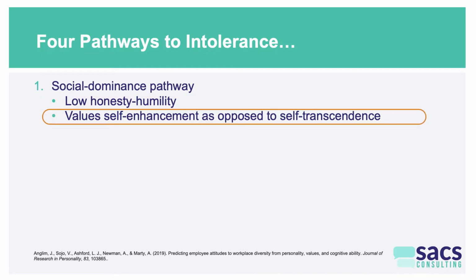So if there are high scores in that amongst people who are less tolerant, then that's support for this social dominance pathway. Also, values, self-enhancement as opposed to self-transcendent. Self-enhancement is values from the Schwartz Portrait Values Questionnaire, and we'll show you that result also in subsequent videos. But what that shows you is that people who have values which are all about getting on top of the world, being ambitious, getting ahead financially, they are more likely to be intolerant than people who are more about trying to make the world a better place or be generous to other people.